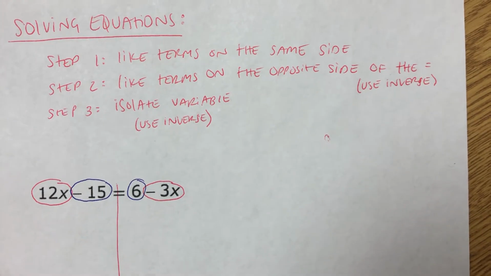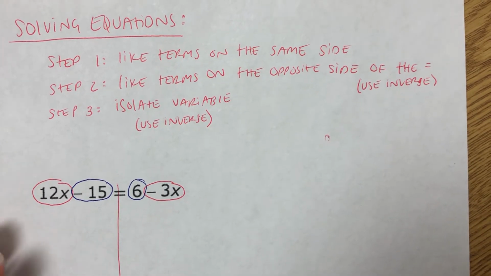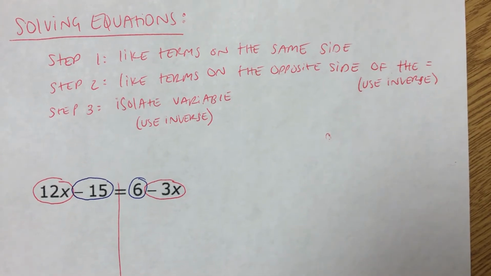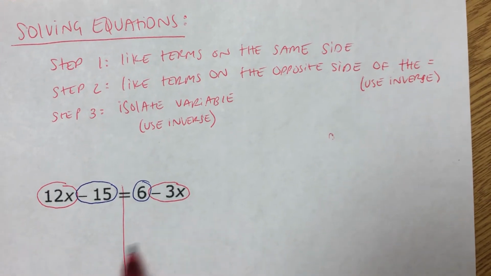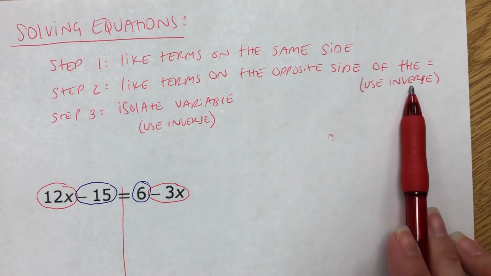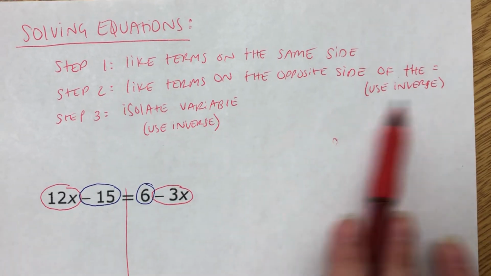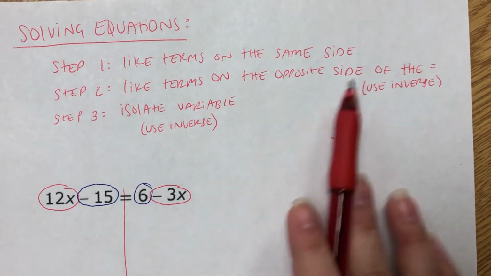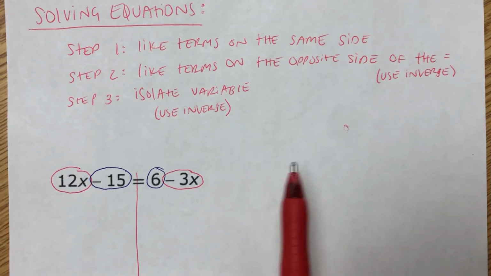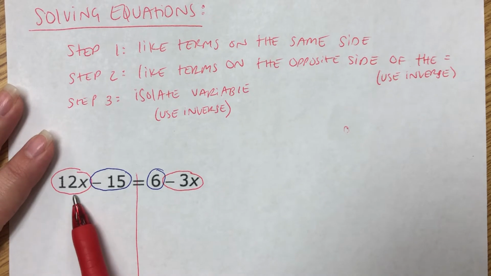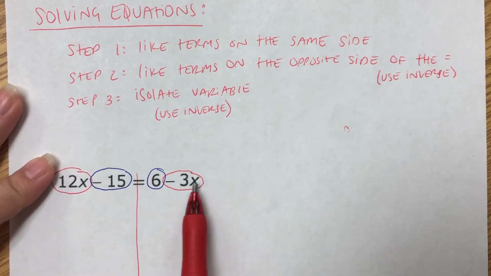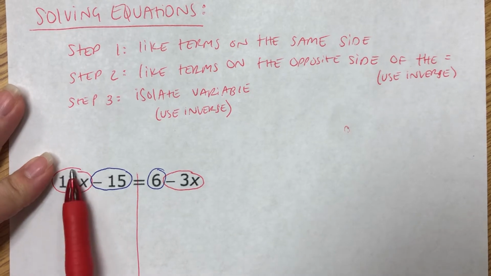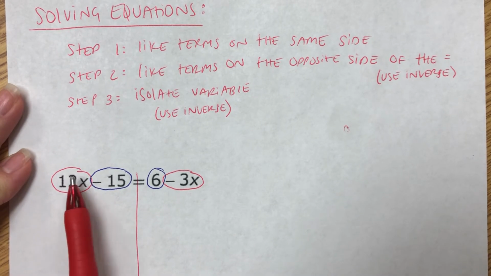These are just plain numbers. They're called constants. So we start to put them together by using the inverse property. I just wrote quick notes out here so I could refer to them while I'm working. So I'm going to put these numbers together. I'm going to take this one and move it to join this 12x on this side.